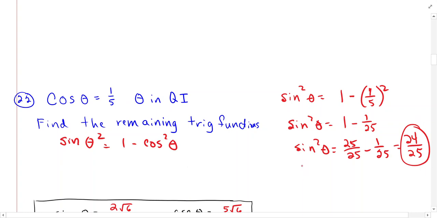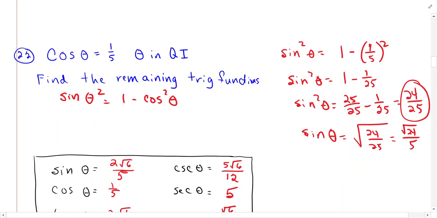Now, the square root of that, sine theta, equals the square root of 24 over 25, which equals the square root of 24 over 5. We do have to simplify the square root of 24. That's equal to the square root of 4 times the square root of 6, which is 2 square roots of 6. So 2 square roots of 6 over 5 would be sine theta.